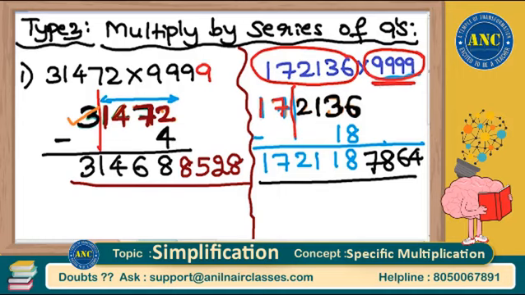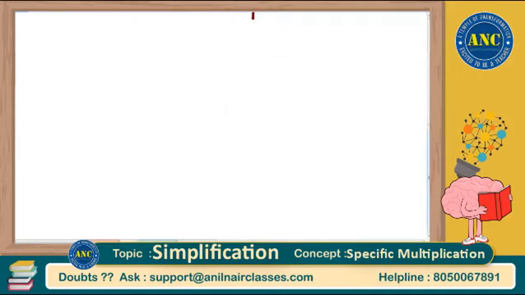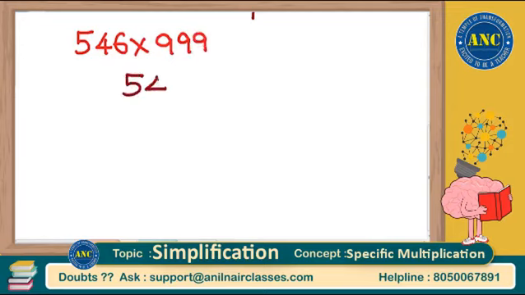What if there are 7 nines? Only 6 digits are there. Suppose one or two examples. For example, I will take a number 546 into 999. Write down that 546.